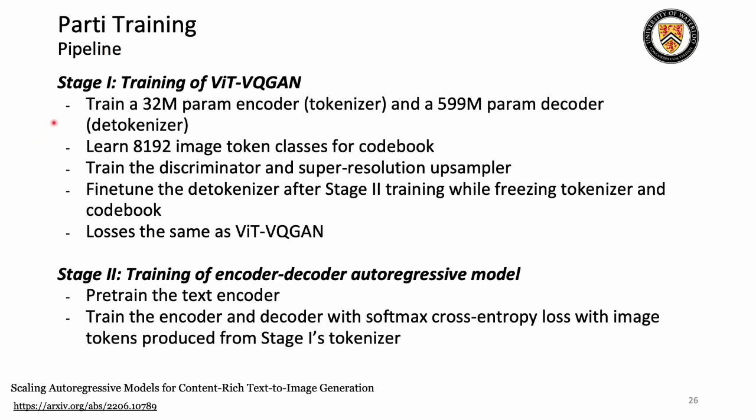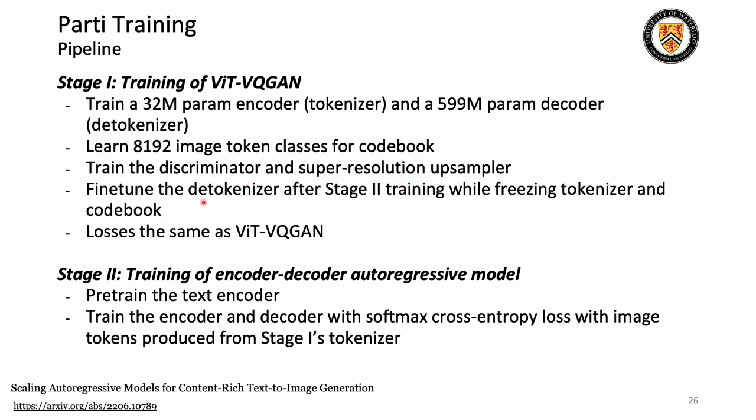So here's a summary of Parti's training pipeline. Stage 1 focuses on training the ViT-VQGAN, which consists of a 32 million parameter encoder to be used as the tokenizer, and a significantly larger 599 million parameter decoder as the detokenizer. This stage also learns a set of 8192 image token classes, which are then used to create a codebook. In addition to learning this visual vocabulary, the discriminator and a super resolution upsampler are trained to enhance image quality.